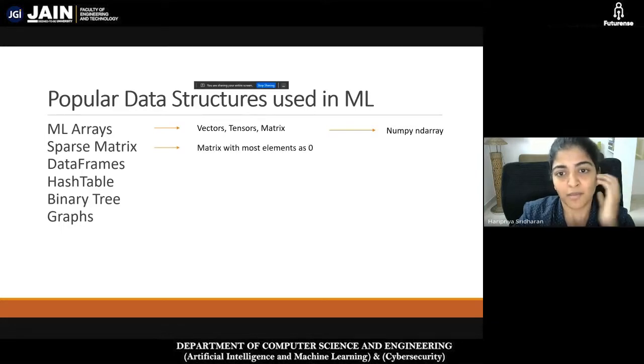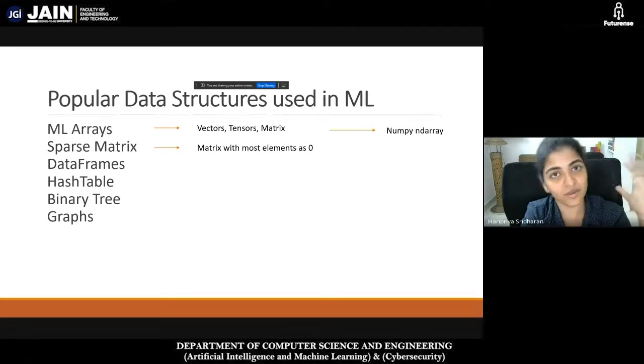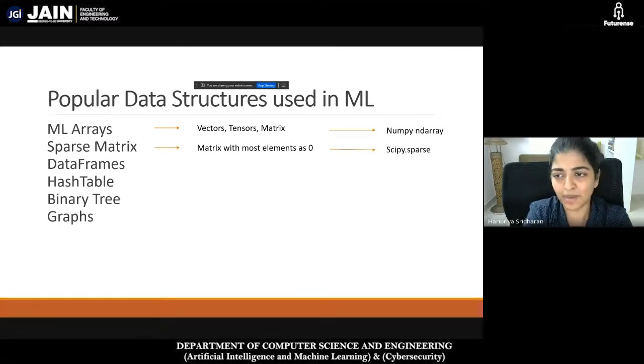Sparse matrix. When you see any data with most elements as 0, then a sparse matrix is effectively used. I will get into the details on why and when we use it, but a sparse matrix is one form of representing the data where, when most elements are 0, you don't want to process them. You are saying, hey, I know these are zeros, I don't want to keep looking into this particular point. Let me just look into the points which are important. So those are sparse matrix and scipy.sparse.